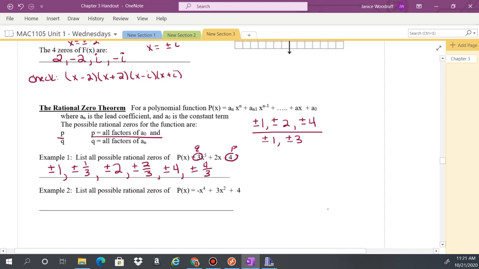All right, example 2. So when you have a leading coefficient of 1, it's just p, because the only thing that multiplies to 1 is 1. So then this would just be plus minus 1, plus minus 2, plus minus 4. Okay, but if there is a number in front of your leading coefficient, then it's p over q.